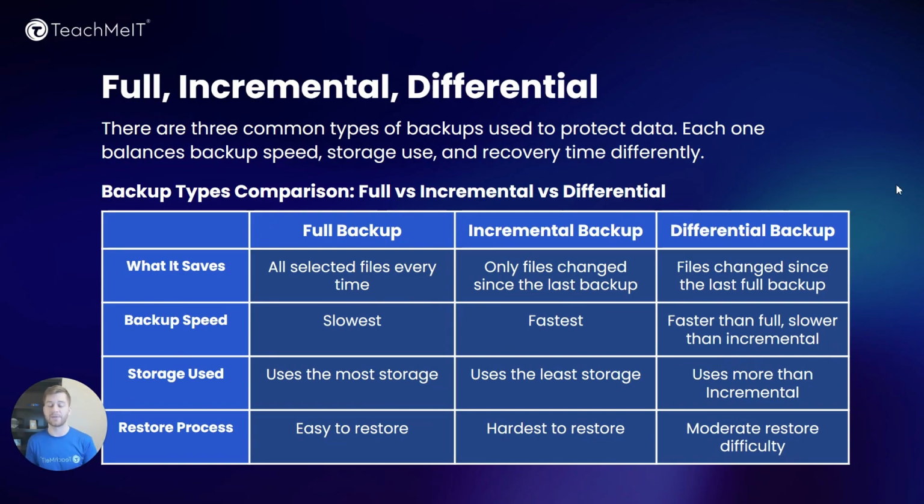Now let's compare these different types of backups in this chart here. First, starting with full backups. Full backups save all selected files every single time. The backup speed is pretty slow, so when you're actually making the backup, it does take a while. Storage used is the most because, again, it's backing up the most files. Restore process, it's actually fairly easy to restore because you have so many different things located on the backup that it's not complex and you're not going to run into many errors because your system should know what to do with this. Next up is incremental backup, and this saves only files changed since the previous backup.